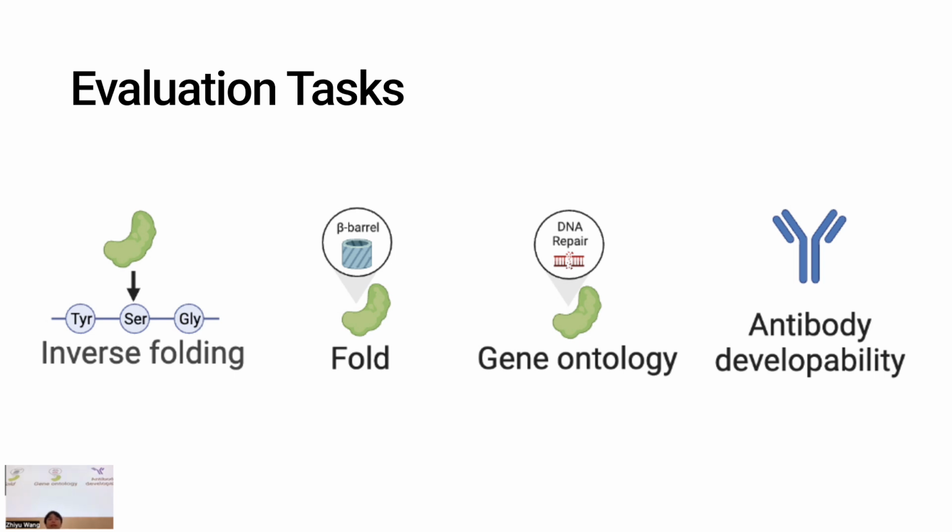The third one is gene ontology prediction, which predicts the gene ontology label of a protein. To maintain computational feasibility, we only care about the cellular component annotations here. And the final one is predicting antibody developability, which refers to the likelihood that a therapeutic antibody candidate will be successful during drug development and manufacturing.